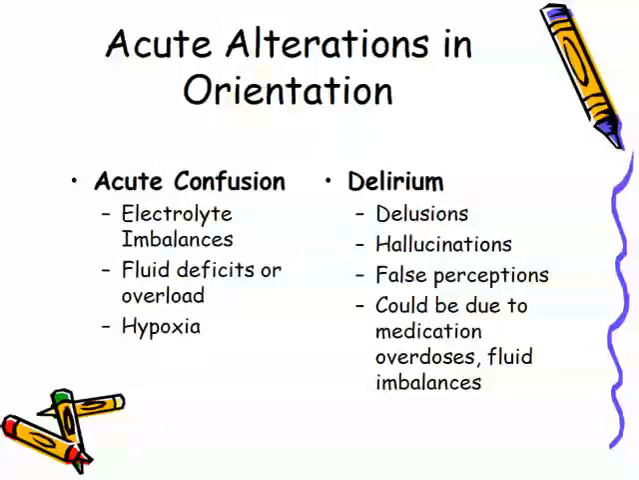Acute alterations in orientation include acute confusion, which with this one the patient may have impaired judgment and may need cues to respond to commands. The patient is unable to think rapidly or clearly, so a lot of times this is due to electrolyte imbalances or fluid deficits or fluid overloads, or it could also be due to low oxygen levels. Delirium, the patient who suffers from this is very confused, has a rapidly altered mental status, is very disoriented, and may also have personality changes. They have hallucinations, which are misinterpretations of the sensory impressions, and this could be due to a variety of different things. It could be due to meds, overdoses of medications, fluid imbalances, and those types of things.